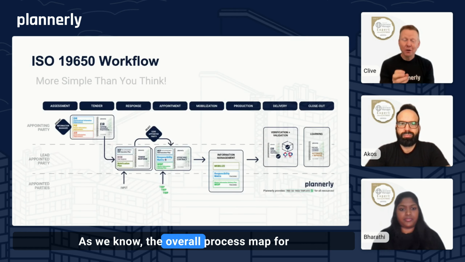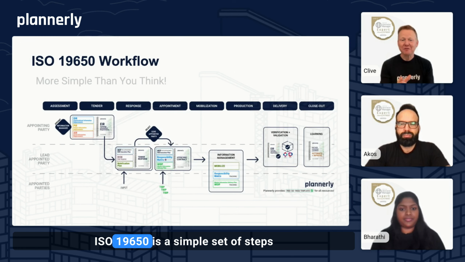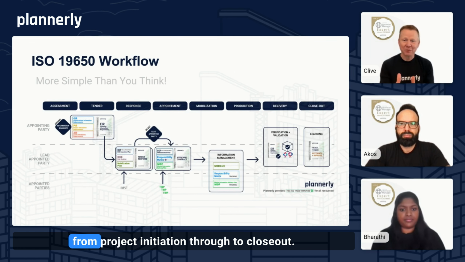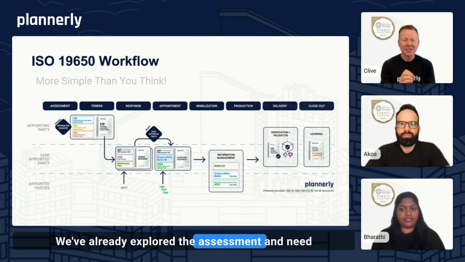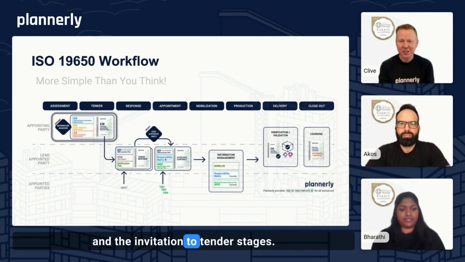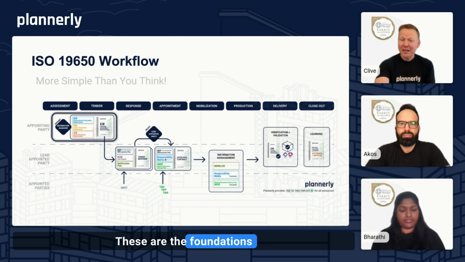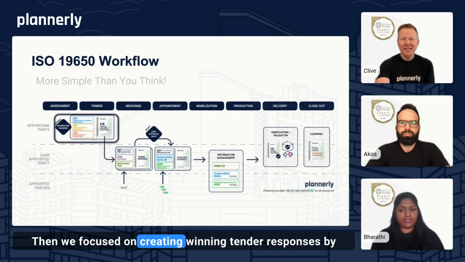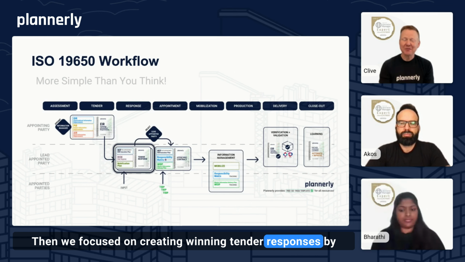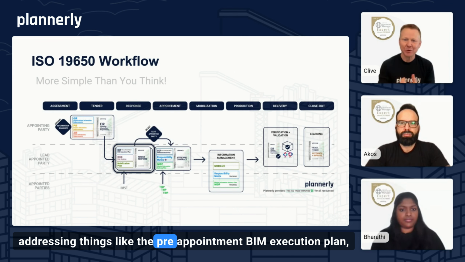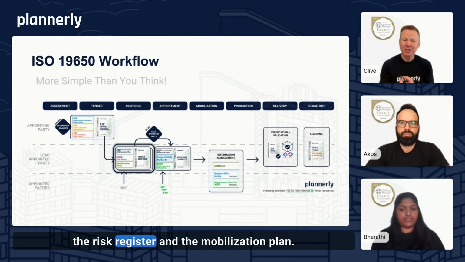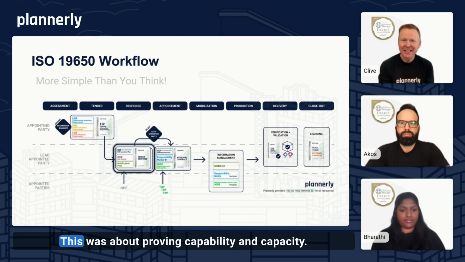As we know, the overall process map for ISO 19650 is a simple set of steps from project initiation through to closeout. We've already explored the assessment and need and the invitation to tender stages. These are the foundations for better information management. Then we focused on creating winning tender responses by addressing things like the pre-appointment BIM execution plan, the risk register, and the mobilization plan. This was about proving capability and capacity.